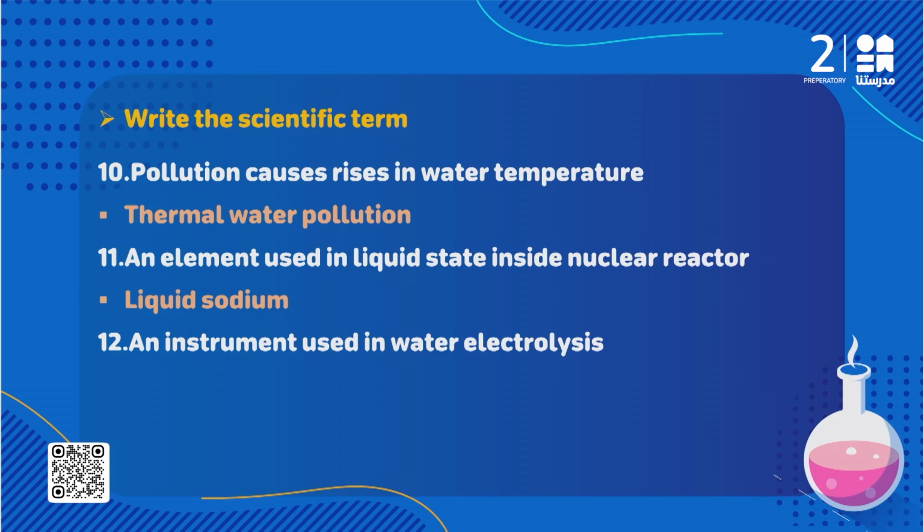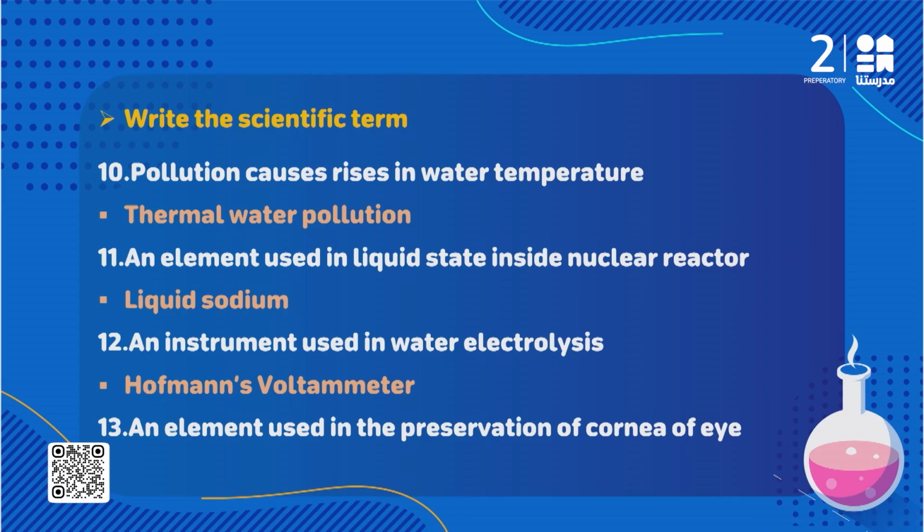The name of the device that we use in water electrolysis, it's called what? It's called the Hofmann's voltmeter. The next one, an element used in the preservation of the cornea of the eye. We said it's called what?